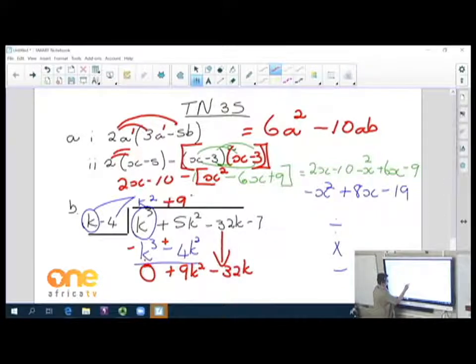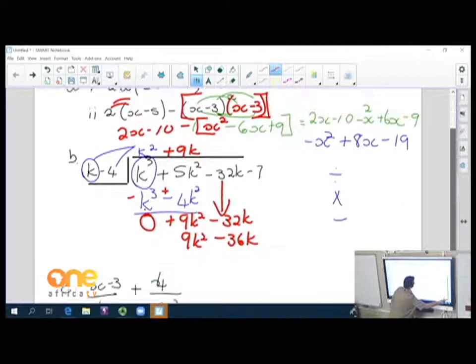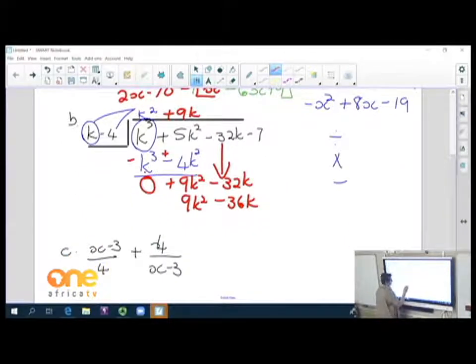Plus 9k times. Multiply, 9k squared, and that one is minus 36k. Step 3, subtract. So we change the second signs and add. This one eliminates. Negative 32 plus 36 is 4k. We bring down the negative 7. How many times will it now divide?